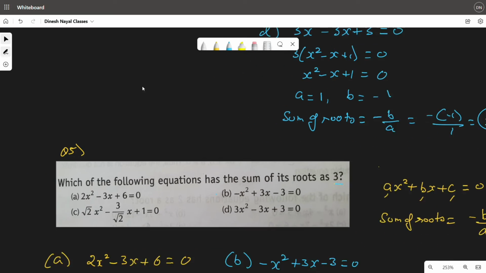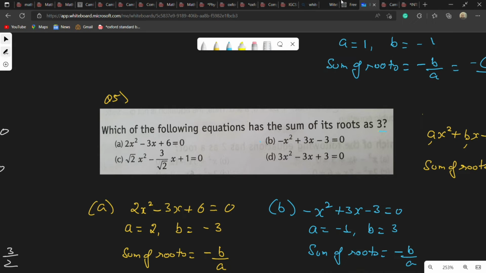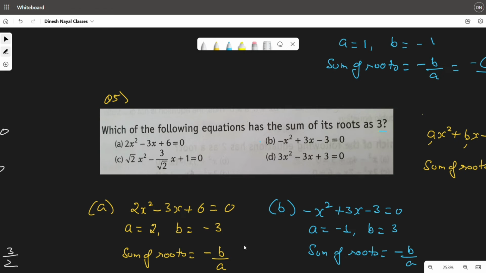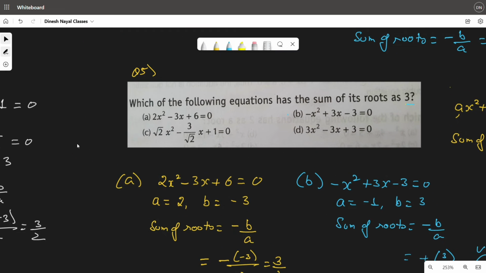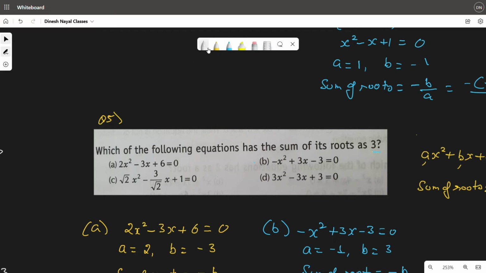So hence I think C is the correct answer. Sorry, not C. Just a second. It was actually B. Yeah, in B we had the sum of roots as 3. So for question 5, B is the correct answer.